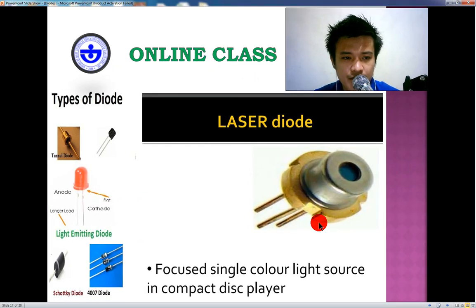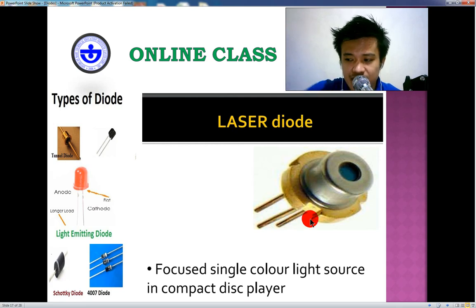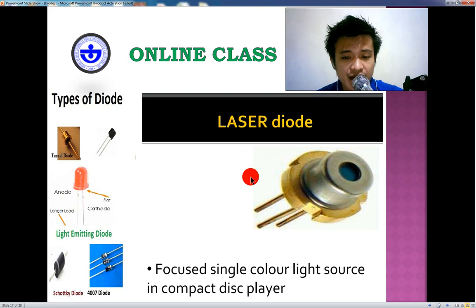And we also have here another type. We have the laser diode. This diode is usually used in the DVD player to read the compact disc. For example, once the discs are rotating, this plays on the reader of the disc. This will read what is inside of the disc. So this is usually a laser diode.